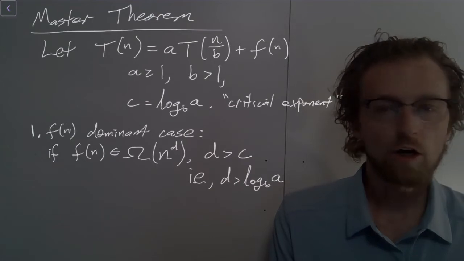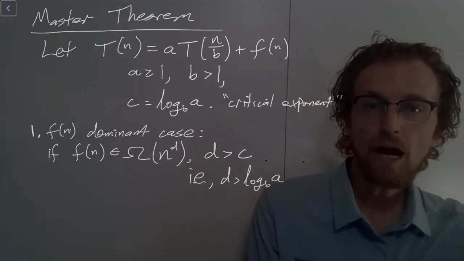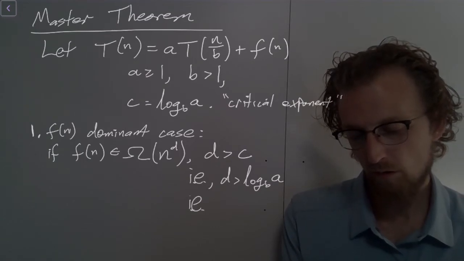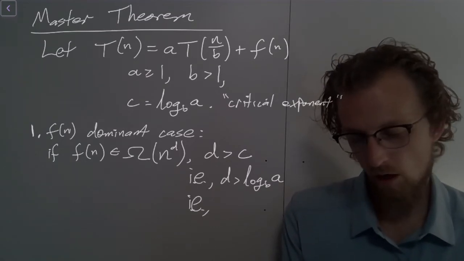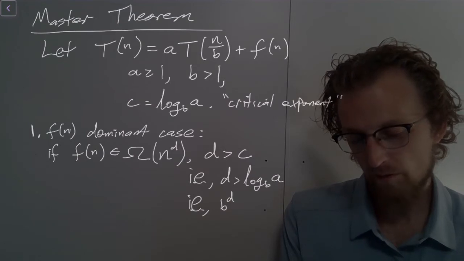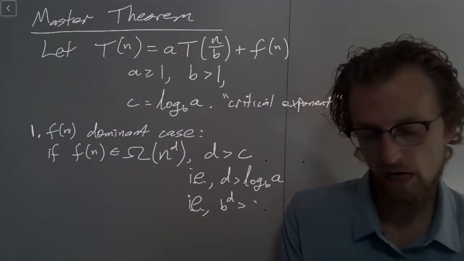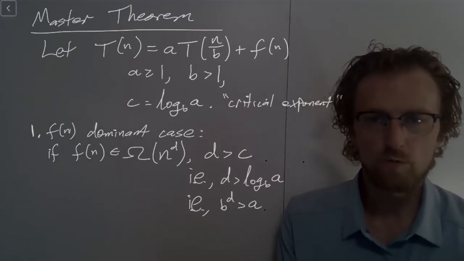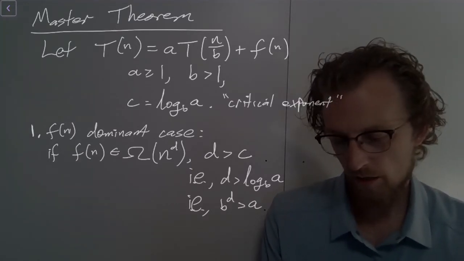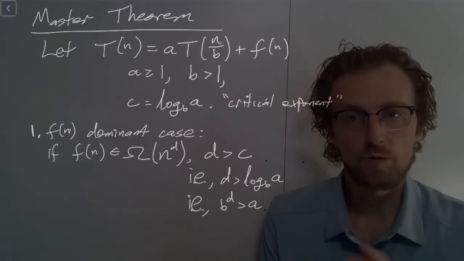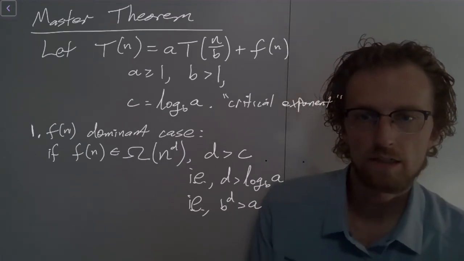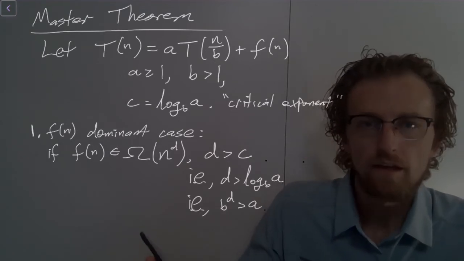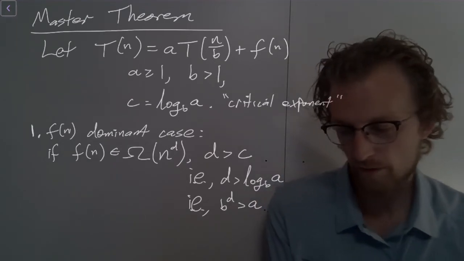Okay, or I could say b to the power of d is greater than a. And so all these three are equivalent. The first one because I just rewrote c as my definition, and the second one because I played with my log rules and got it to say what I wanted it to say there. Basically, I raised both sides to the power of b, and the answer came out right.